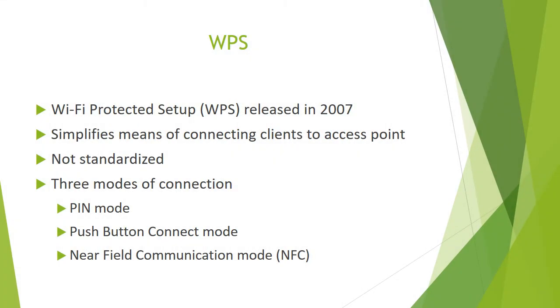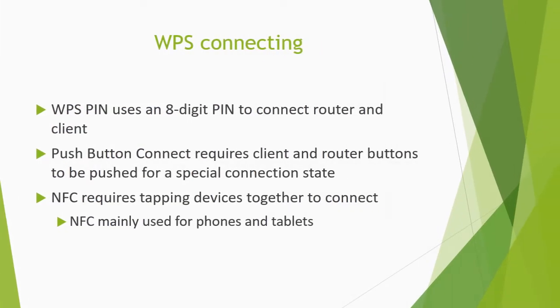Wi-Fi Protected Setup was released in 2007 and is meant as a means to connect clients to access points easier. It has not been standardized and has 3 modes of connection: PIN mode, push button connect mode, and near field communication mode. Wi-Fi Protected Setup PIN mode uses an 8-digit PIN to connect the router and client that must be entered on the client or router.